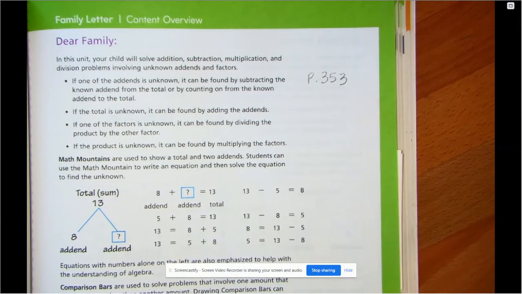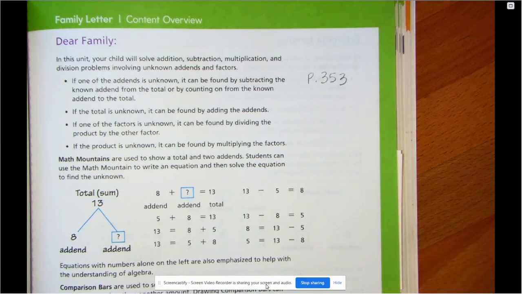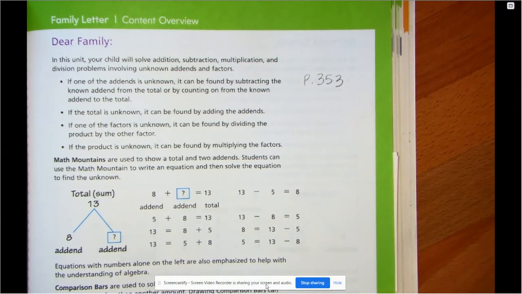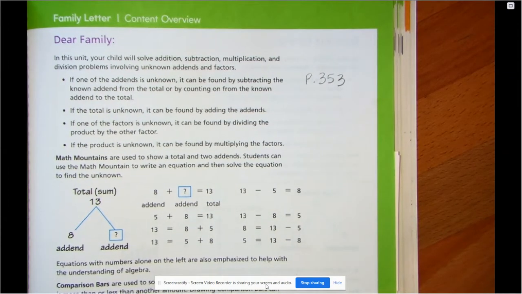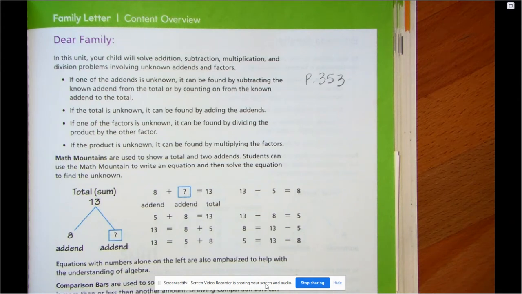This is page 353 in your math journal. And this is that parent letter, the family letter that you can read together with an adult in your house because we're starting Unit 6 today. And today, what we're going to start with is something that you should be familiar with from second grade. We're going to talk about those, if you remember the phrase, fact families. We're going to look at some math mountains.